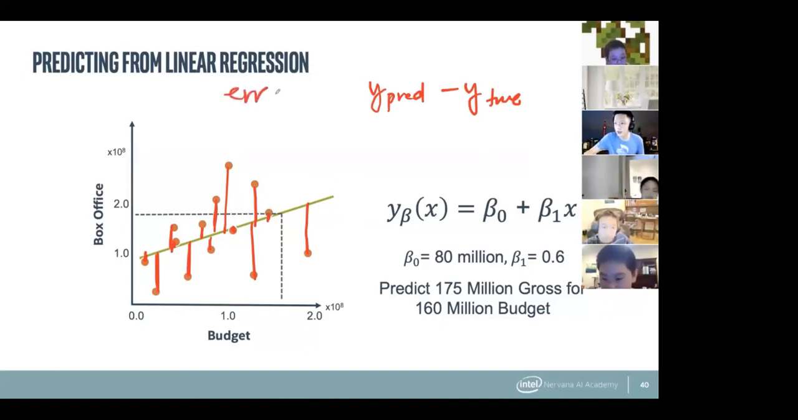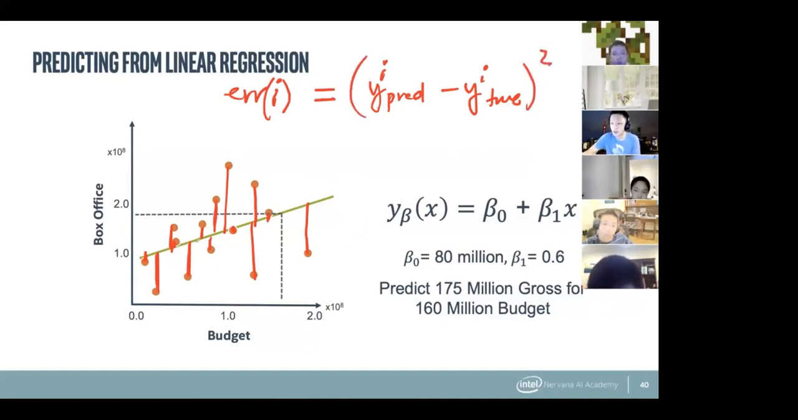This is the error for some index i. The error at index i is equal to, let's just say, y_i, the predicted minus the true. And let's just say we take this error and we square it because we don't care whether it was a positive or negative error. So this is the error for each data point.